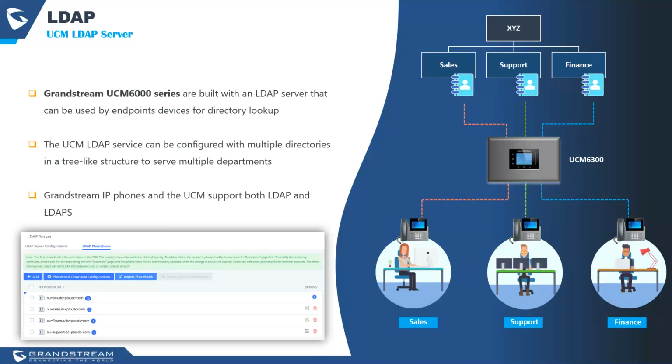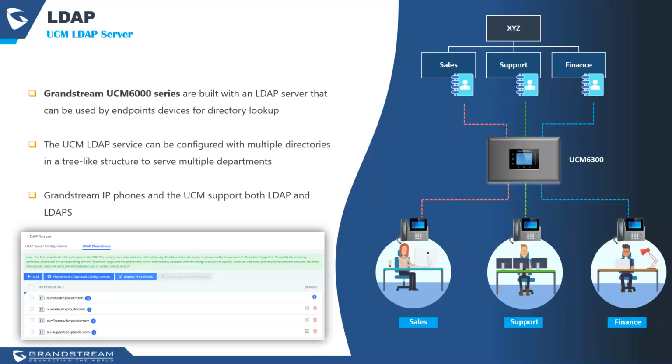So in this example, in the image, we have 3 phone book directories, one for sales, support, and finance. So when you go to the UCM and you create 3 separate directories, the users in finance will not be able to access directory information in the support directory. And the same thing applies to salespeople. They can't access directory information or contact information in the directory of the finance phone book on the UCM. So this allows you to create independent phone books on the UCM.